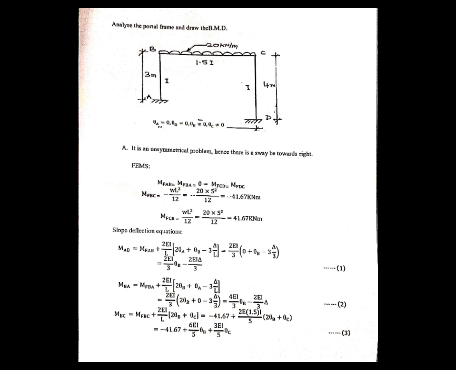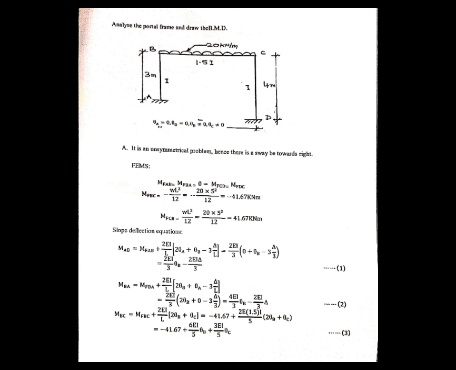So theta A equal to 0 as there is a fixed support at A, theta D equal to 0 as there is a fixed support, theta B is not equal to 0 and theta C is not equal to 0. Therefore it is an unsymmetrical problem, hence there is a sway, assume sway towards the right side. First we need to find the fixed end moments. So MFAB becomes 0, MFBA is 0 as there are no loads, and similarly MFCD equal to 0, MFDC equal to 0, and MFBC equal to minus WL square by 12 as there is a UDL there. So minus 41.67 kN, and MFCB plus WL square by 12.